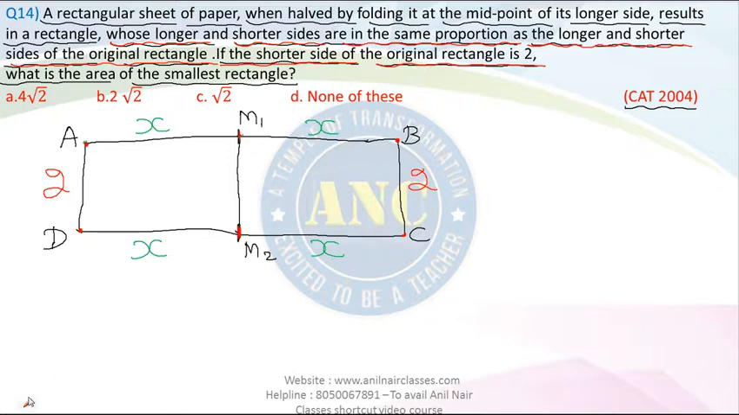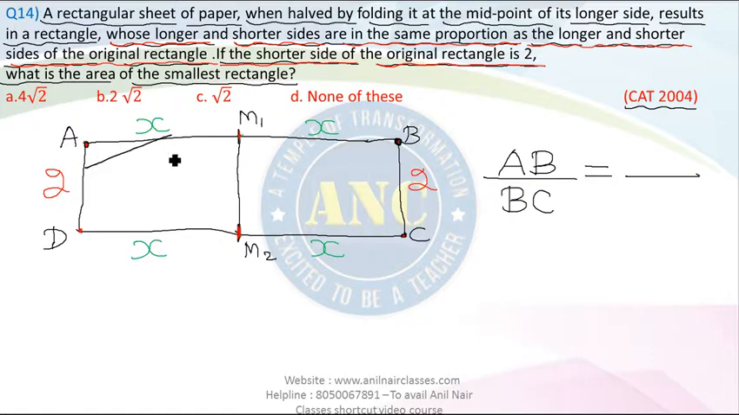Now, what they are saying is, the longer side of the original rectangle is AB. I will take AB and divide it by the shorter side of the original rectangle, which is BC. They are saying that the longer and shorter sides of the original rectangle are in the same proportion as the longer and shorter sides of the resultant rectangle.